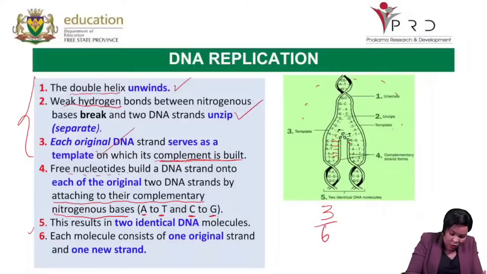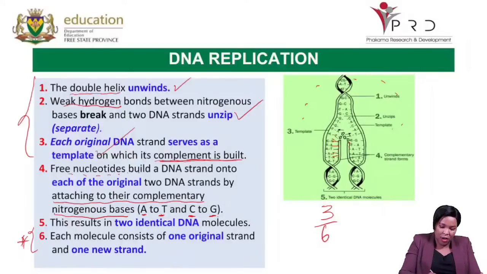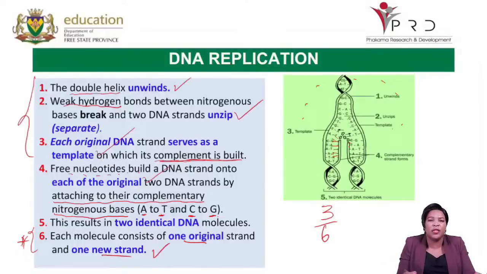I think even this one, you can obtain marks here. So even if you've forgotten how it happens, at the end, you must tell us that each molecule consists of 1 original and 1 new strand. You are going to get a mark for saying that. So please make sure that you obtain all these marks when you are explaining the process of DNA replication. So a DNA is making copies of itself, remember?